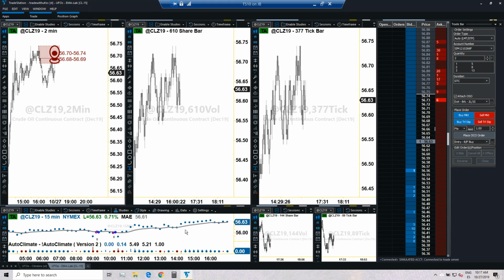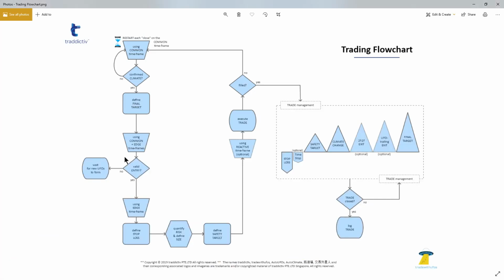Well, bad news. The common time frame has an EMA located at 56.61, which is around here, and here there is no green UFO. 56.61 around here, no green UFO. So we don't have a trade. Therefore, based on the flowchart, no valid entry, wait for a new UFO to form.